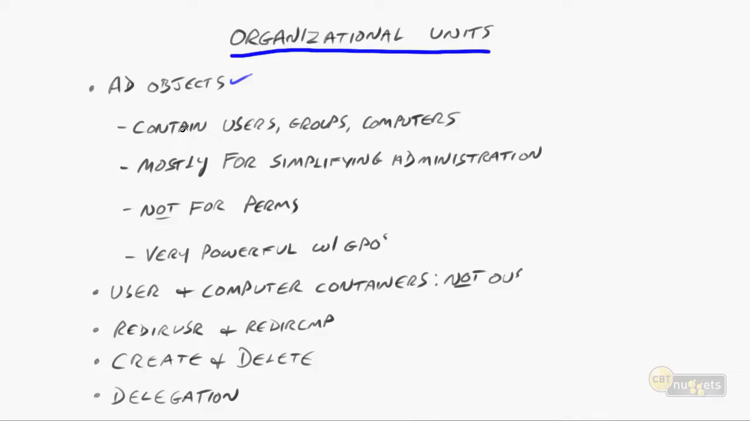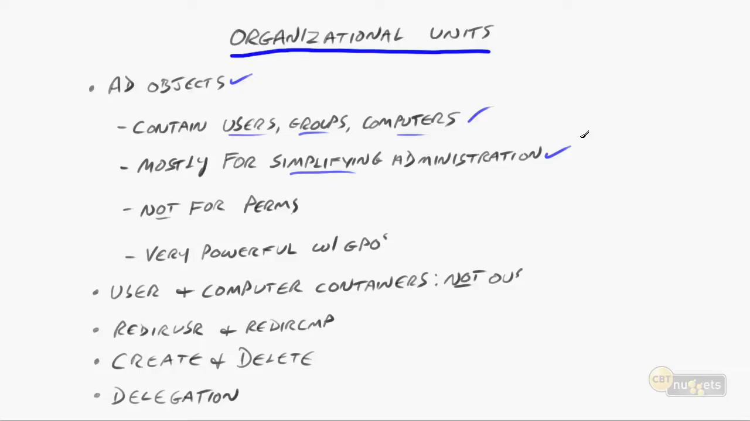What I have to have, though, is it has to contain users, groups, or computers in order to have really any function. Once it's got those users inside of the Active Directory organizational unit, then I can start to do something with it. The main idea here for OUs is mostly that it's for simplifying administration. This is for a few different reasons.